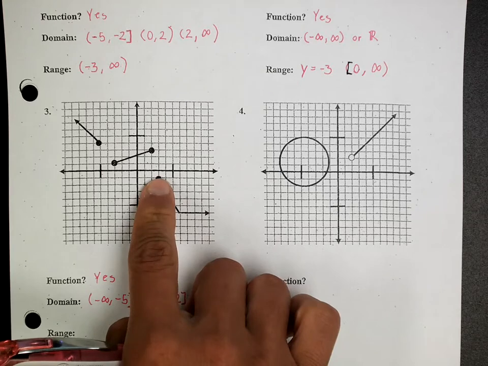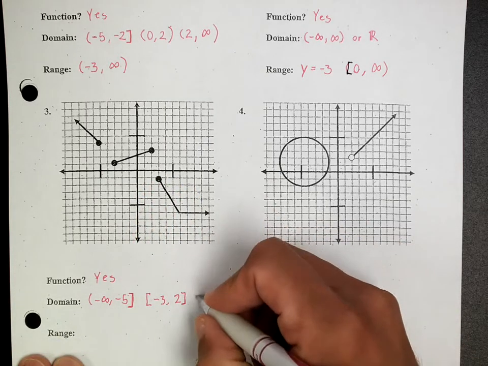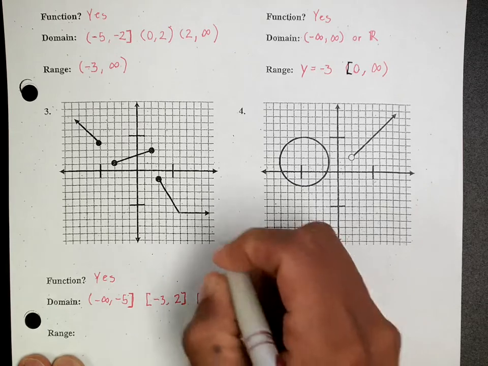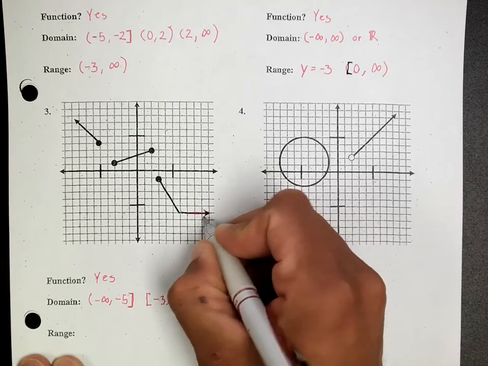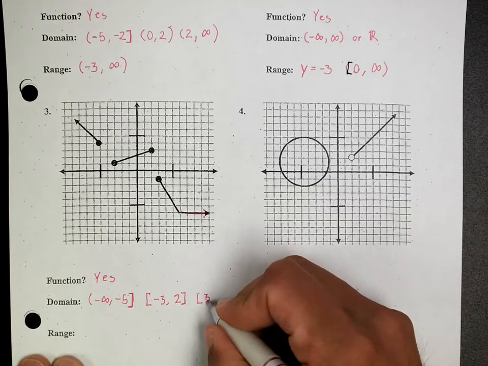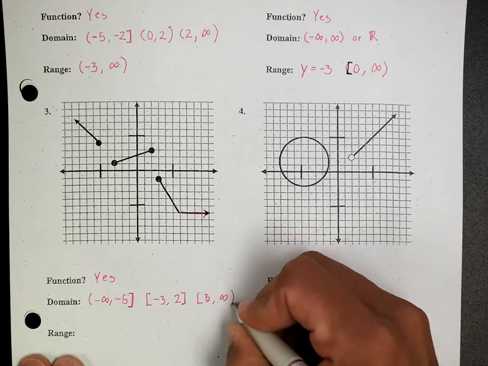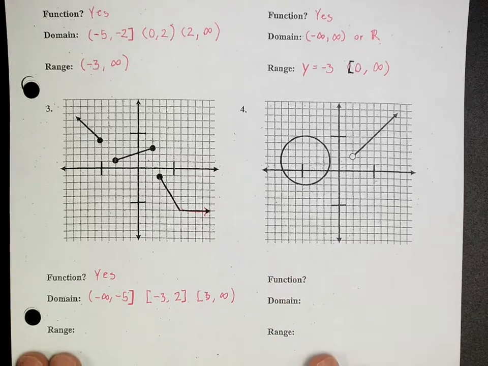Now after that, I have to look at the domain of this little piece right here. The domain of that little piece goes between +3, including 3. And then notice that right here, you have an arrow, which means it keeps going forever to the right. So that means it goes between 3, including 3, and +infinity. And remember, every time you write an infinity, it has to go in parentheses.